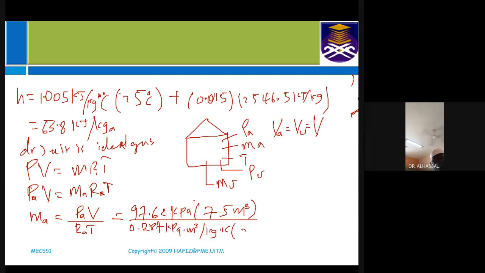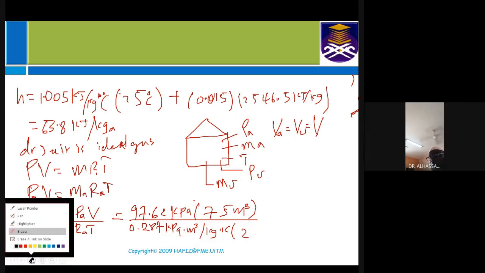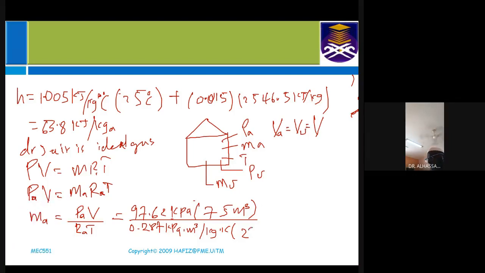times 29, so we have 298 Kelvin. So this gives me 85.61 kilogram. So that is the mass of the dry air component.